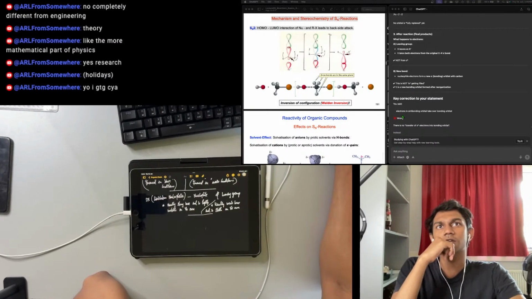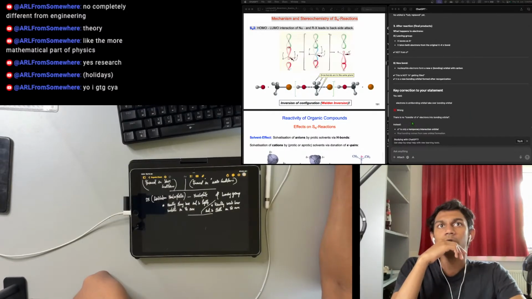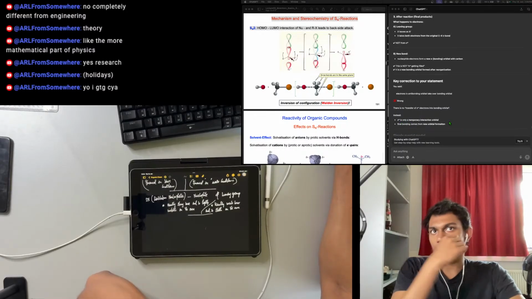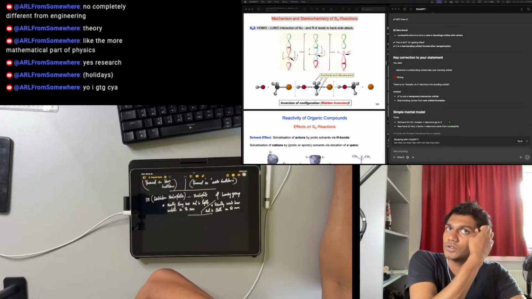Key correction to your statement. Electrons in the anti-bonding orbital do not take over the bonding orbital. No transfer of sigma star into the bonding. Instead, sigma star is only a temporary interaction orbital. Final bonding comes from new orbital formation.